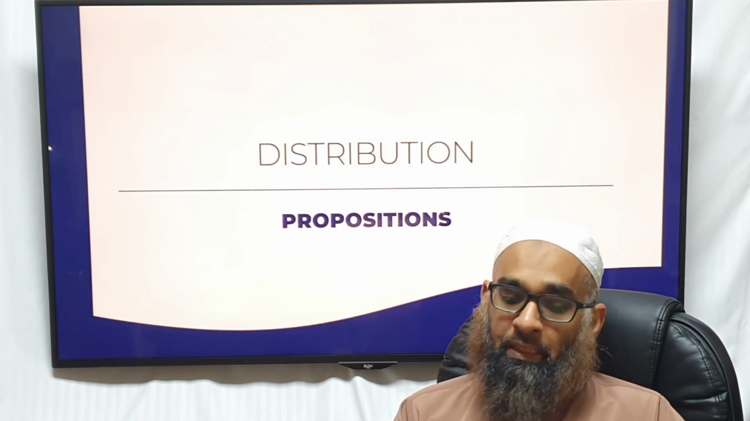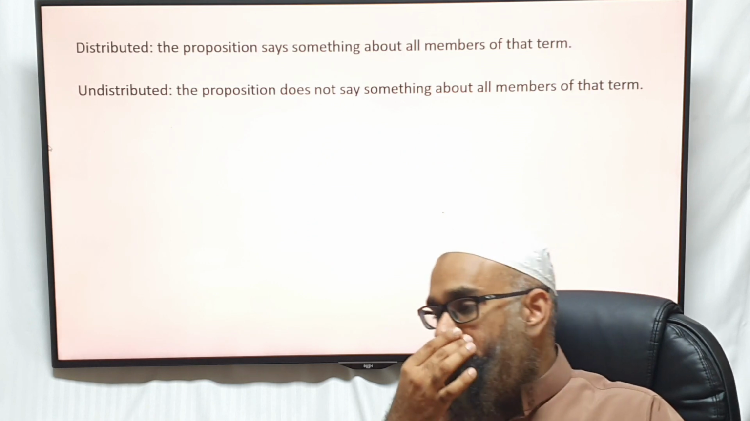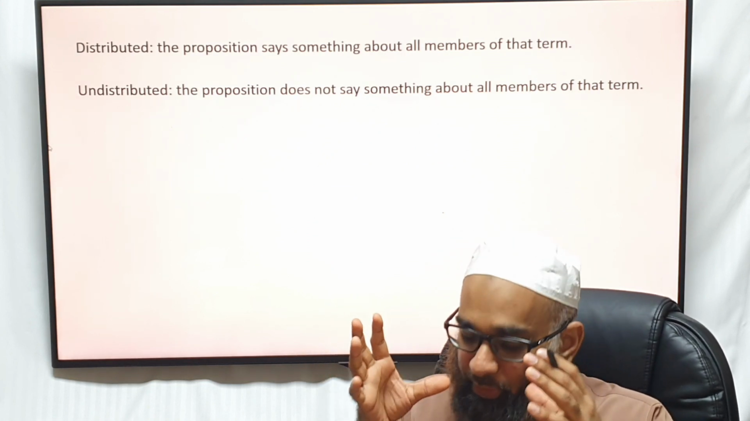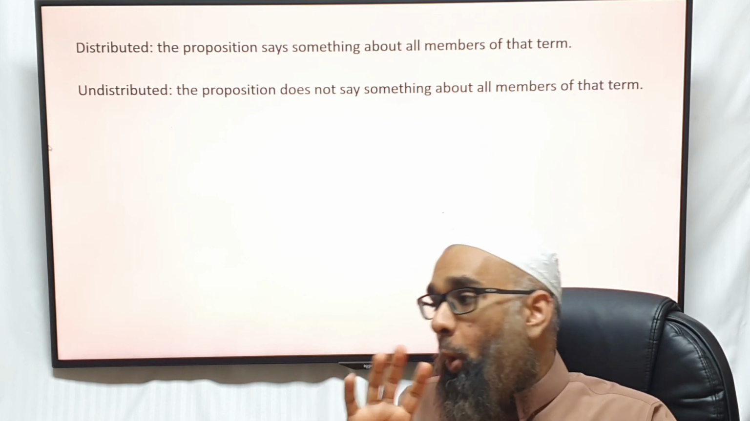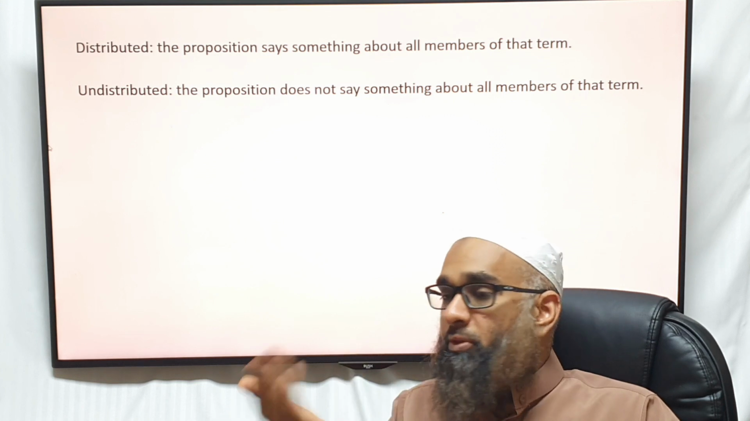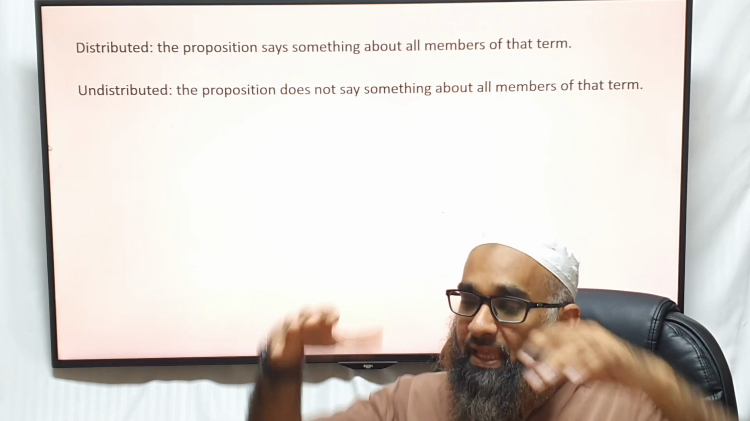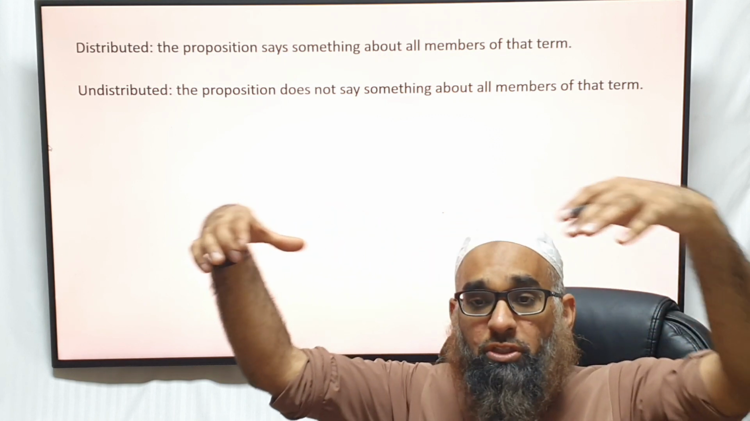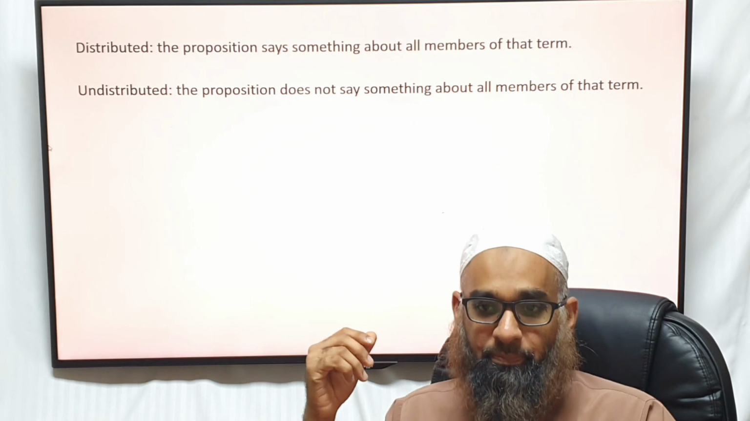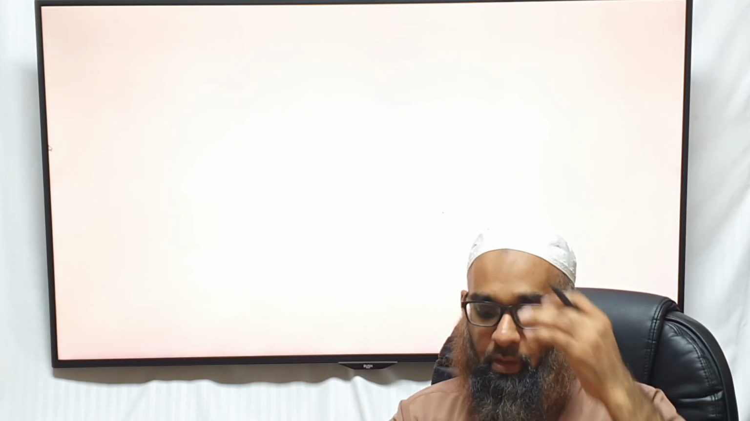Okay. Now the next one is a bit new. We need to understand this: distribution. What does distribution mean? Distribution means that the proposition tells us something about all the members of that term. And undistributed means it doesn't tell us something about all. Distributed means that the information is distributed across the term, and undistributed means it's not distributed across the term. Let's give an example here.